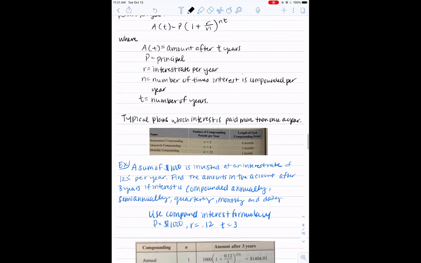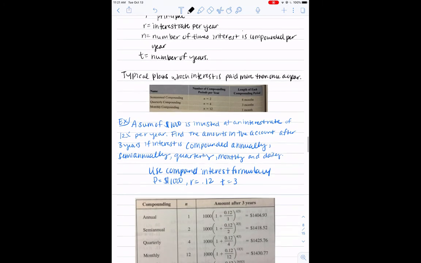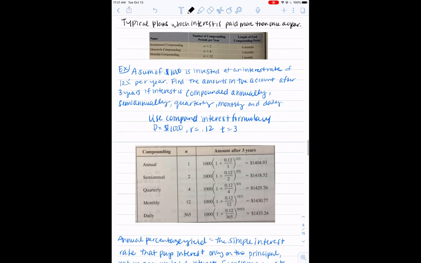Okay. And so these are typical plans in which interest is paid more than once a year in this chart. So we have semi-annually, quarterly, and monthly. And we have our n values for those.